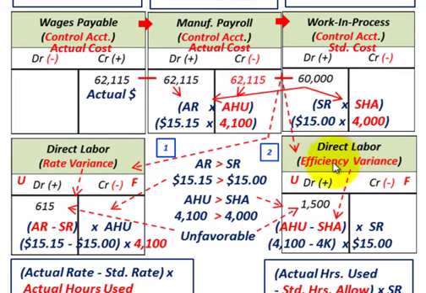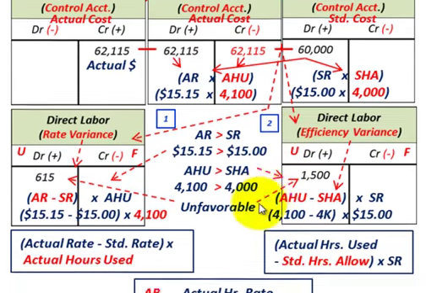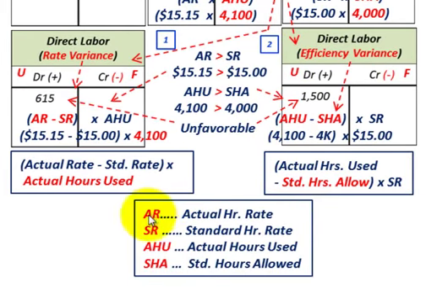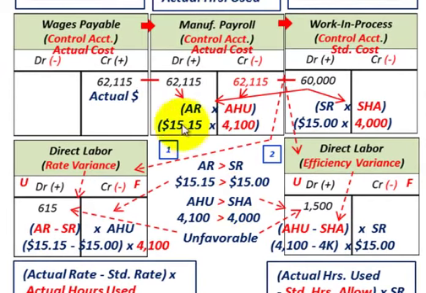Okay, so we'll go over our calculations, but before we get into that, let's look at our key of what we're talking about here. The AR in red stands for actual hourly rate. SR means the standard hourly rate. AHU is the actual hours used, and SHA is the standard hours allowed. Okay, so let's go through our example.